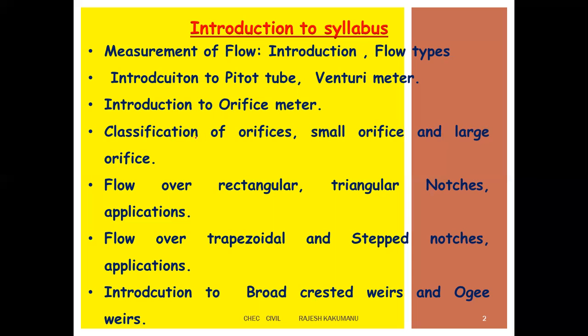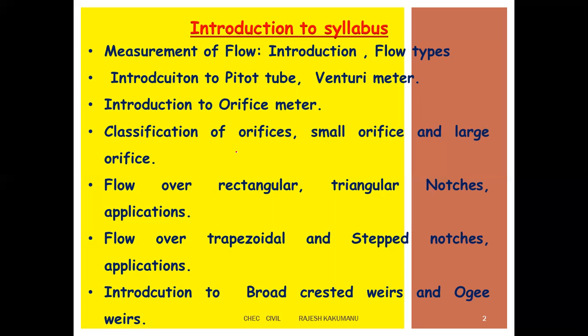Next one, classification of orifices. What is the meaning of orifice? What is the meaning of notch? What is the meaning of nozzle? We will discuss this in this session. That is classification of orifice. In that, what are the various types of orifices? That is small orifices, large orifices. Like this, you have various types of orifices, the applications of orifices, and the classification of orifices.